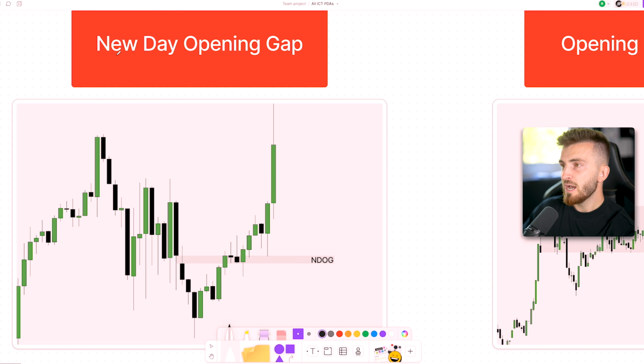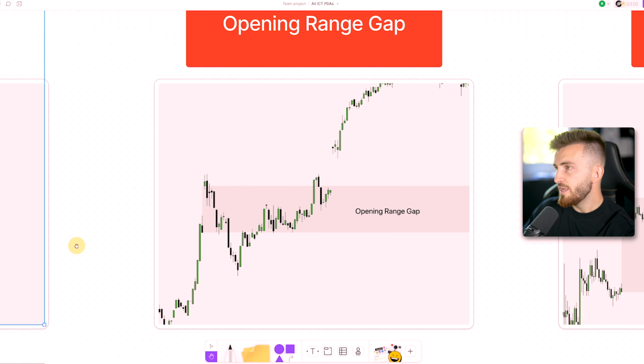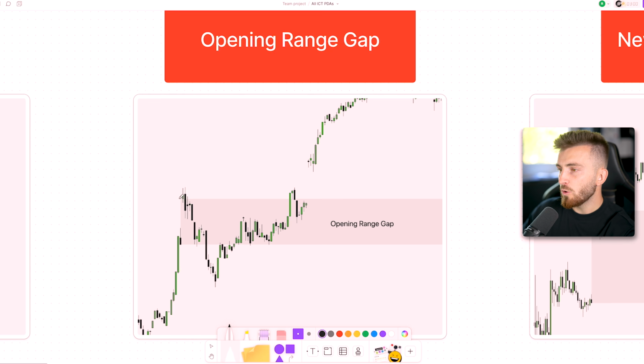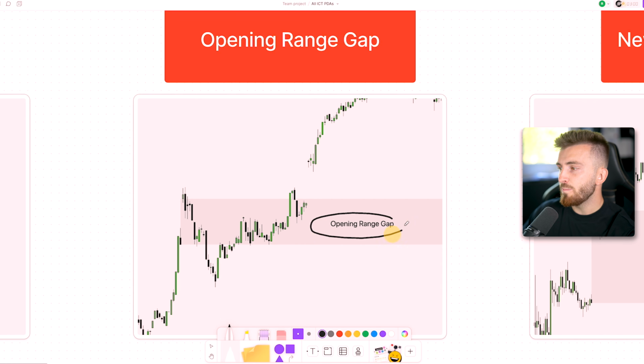But basically, for a new day opening gap, if there is a difference in price between the market close and market open, that difference is the gap that you draw on. Then we have the opening range gap. The opening range gap applies to indices. Why? Because the market closes and opens. Since it trades overnight, if there is a difference between where the market traded when the market officially closed and when the market opened, then you have an opening range gap.